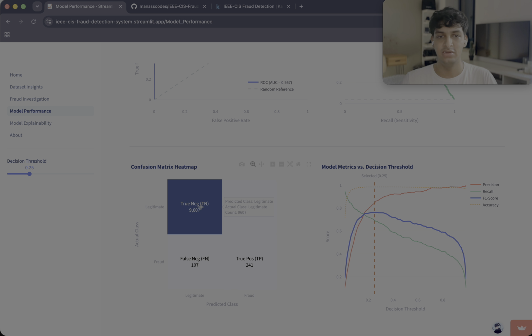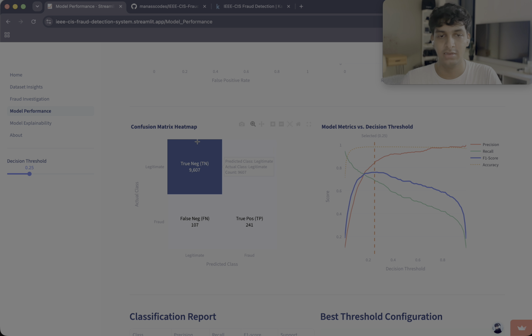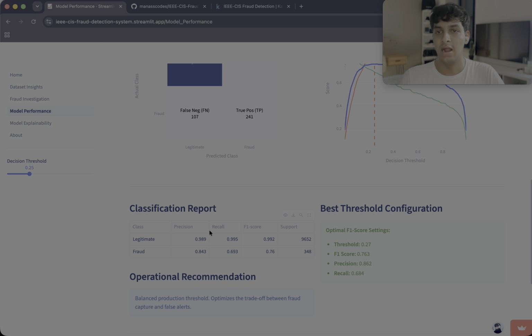So this is the confusion heat map. This is what is interesting. My model correctly classified 9,607 transactions and correctly classified 241 fraud transactions, whereas my model missed 45 fraud transactions and incorrectly classified 107 transactions. And this is the classification report which we get using traditional machine learning techniques. Legitimate is 98% and fraud is 84%, which you guys can see over here.